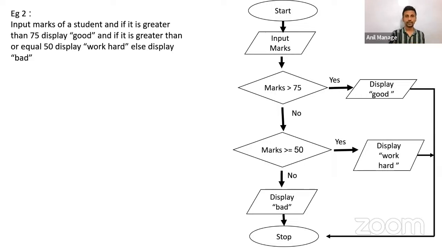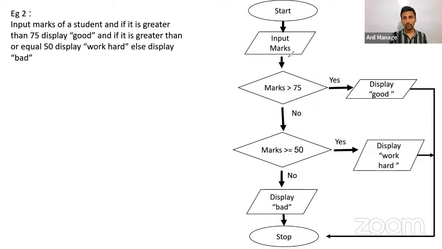Now here you have several conditions. What is the first condition? You are checking marks greater than 75. If it is yes, I'm going to this side and display good. If it is no, I can't display work hard or bad. I have to check again marks greater than or equal to 50. If it is 50 even, you will be getting the work hard message. Otherwise, you are getting the message called bad, right?